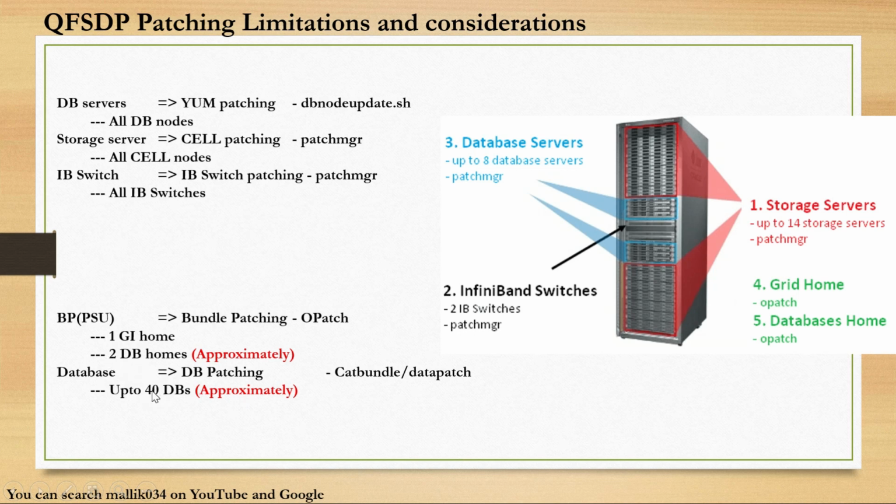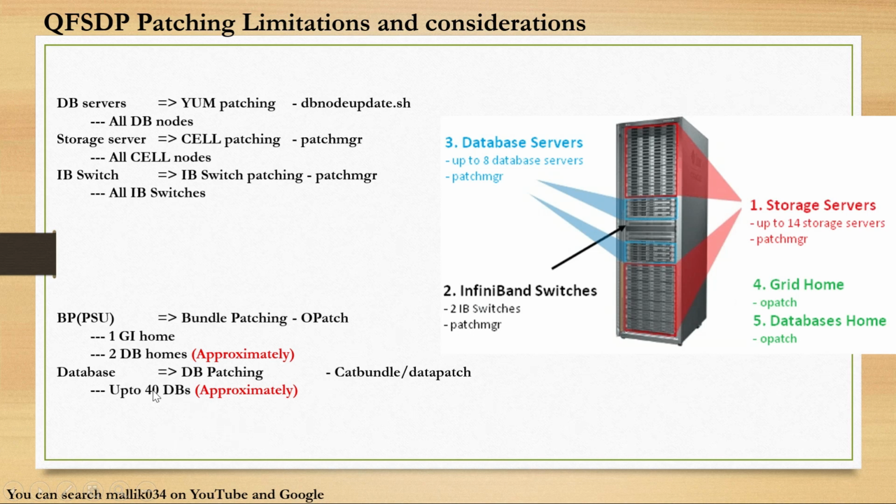If 10 databases run on DBHome 1, 10 on DBHome 2, 10 on DBHome 3, and 10 on DBHome 4, Oracle will patch only the 20 databases running on DBHome 1 and DBHome 2, which they have patched. For the databases running on DBHome 3 and 4, the customer has to patch their Oracle binaries, and then run the catbundle or datapatch on those 20 remaining databases.